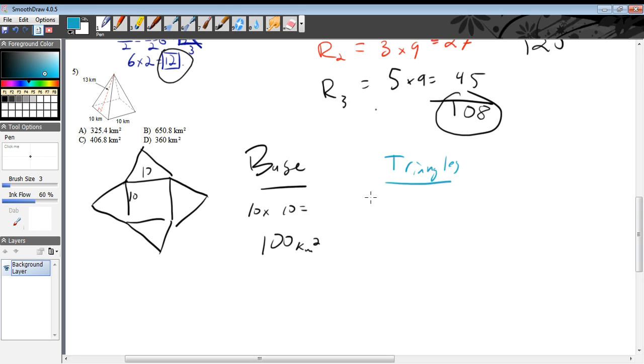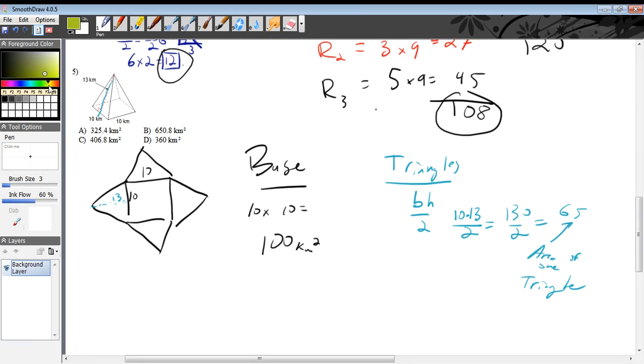Good, okay. All of these triangles are going to be the same area, so I need to figure out 1 and then multiply it by 4. So it'll be base times height divided by 2. Now if I look at this right here, this is important. The base is 10 and the height is 13. So it's going to be 10 times 13 divided by 2, which is equal to 130 divided by 2, which is equal to 65. So this right here is the area of one triangle.